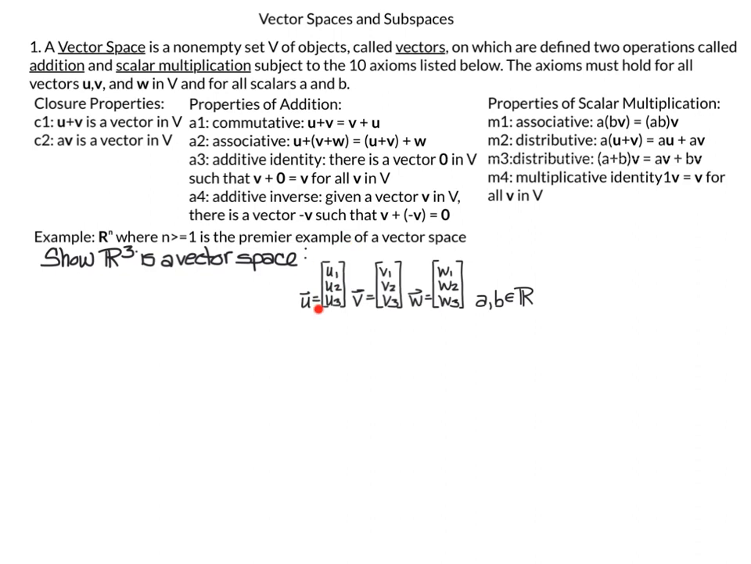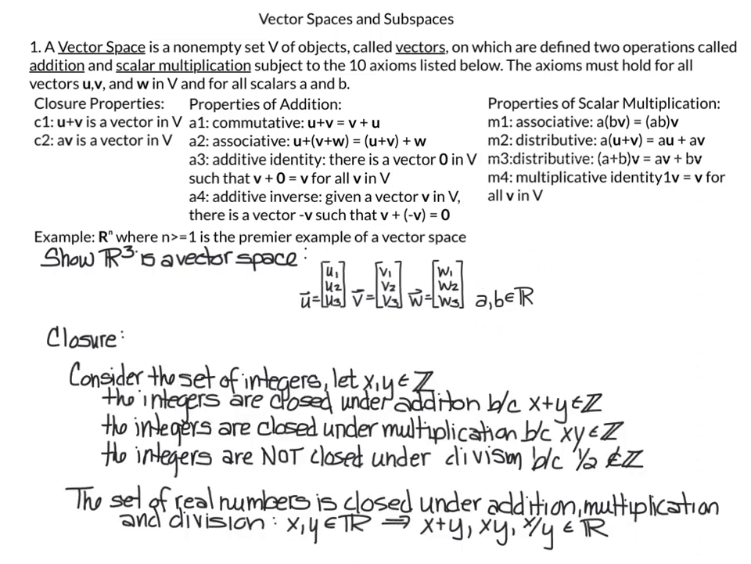Looking at vectors in R3, what they look like is: u is our first vector, and it's a 3-tuple. So the vector u1, u2, u3, where u1, u2, and u3 are real numbers. Our vector v is v1, v2, v3. A vector w is w1, w2, w3. And then we also want to introduce scalars a and b. They are real numbers.